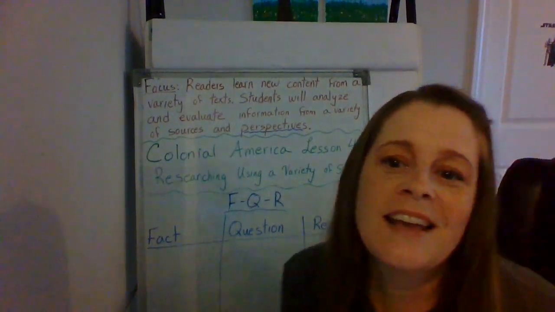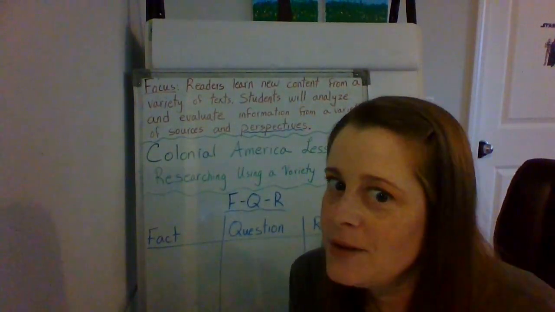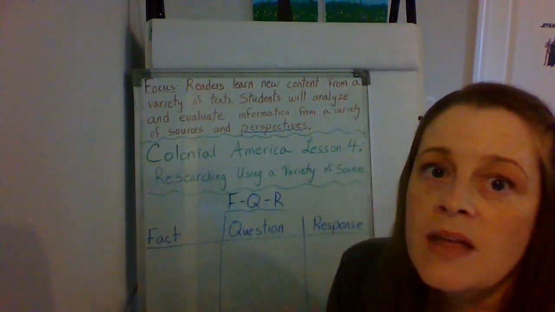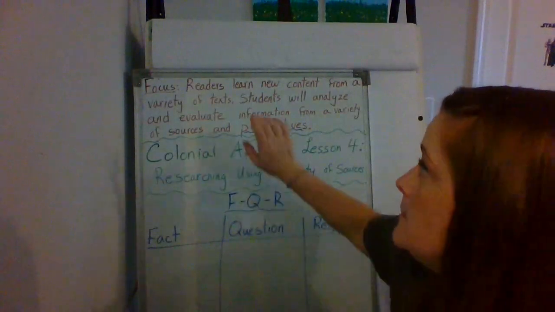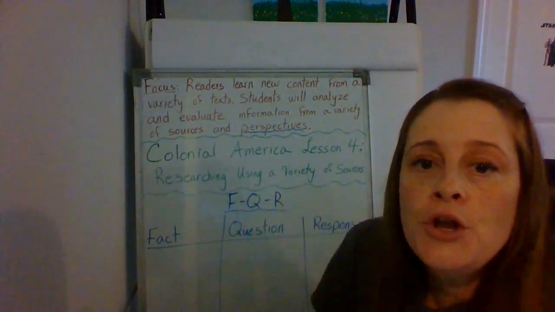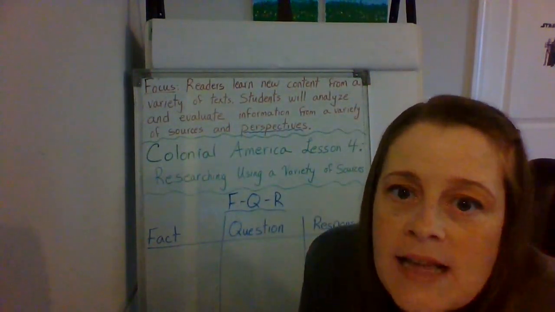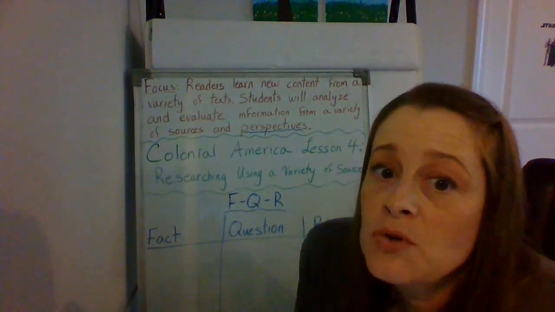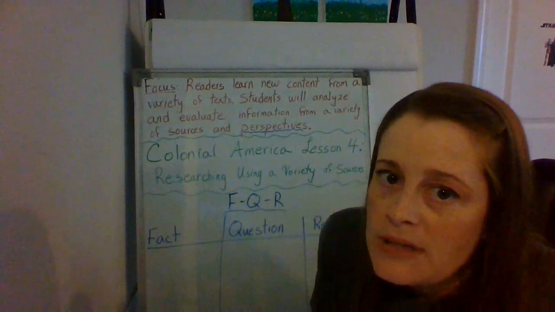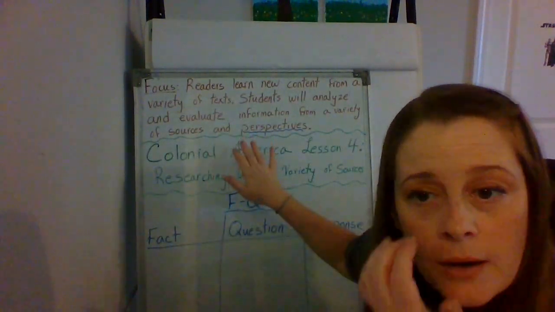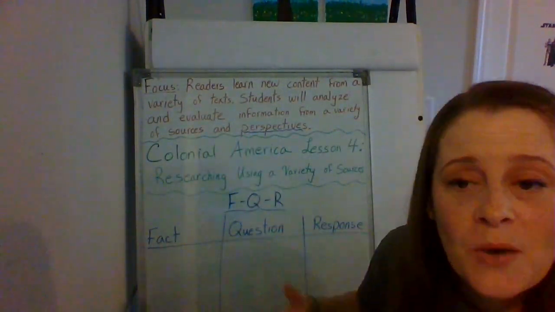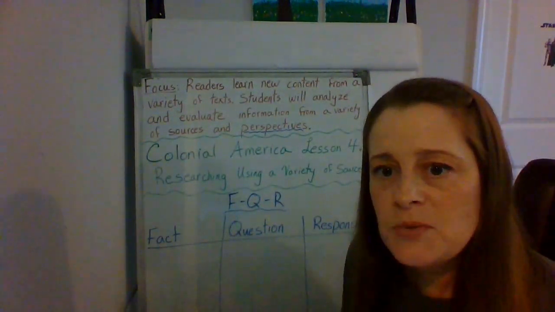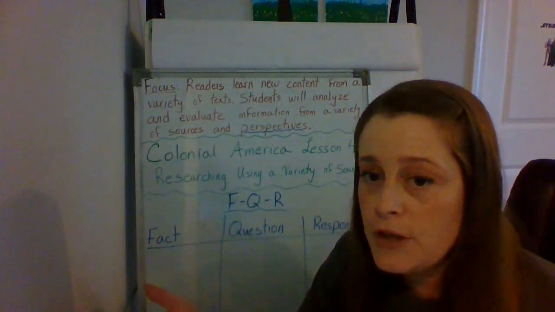Good morning, fourth grade. We are looking at Colonial America. So this is our fourth lesson in Colonial America. Today's lesson, we are going to focus on readers learn new content from a variety of texts, and you, the student, will analyze and evaluate information from a variety of sources and perspectives. Notice I underlined perspectives right here. I want you to pay special attention to that word because it's pretty much a vocabulary word. We're talking about perspectives. We're thinking about someone else's point of view.